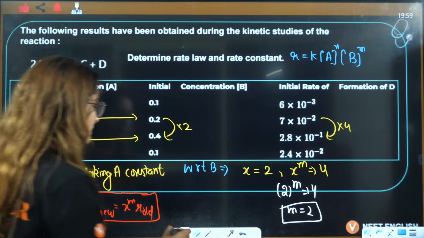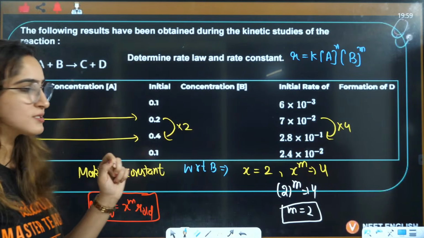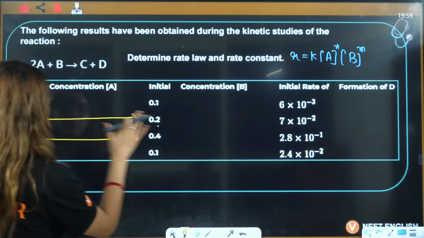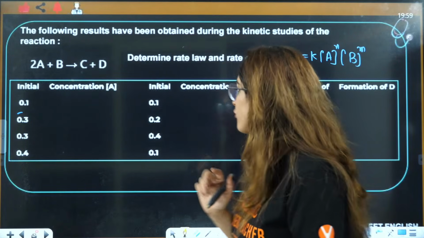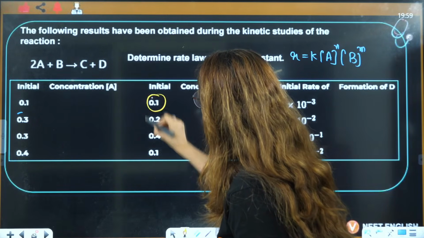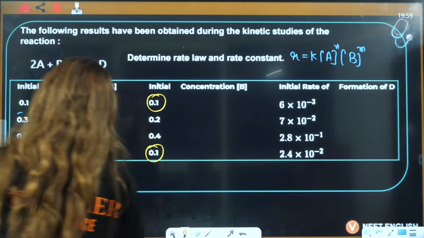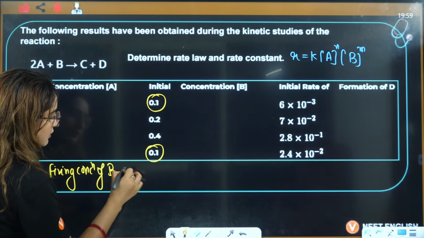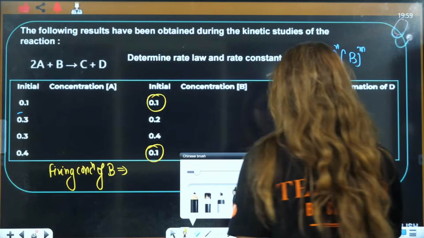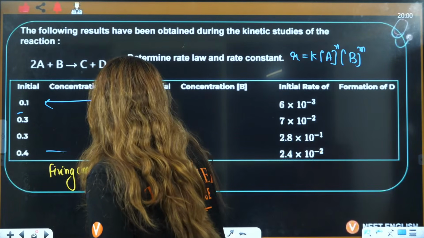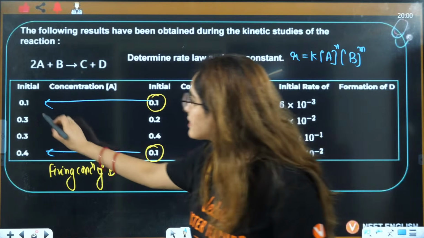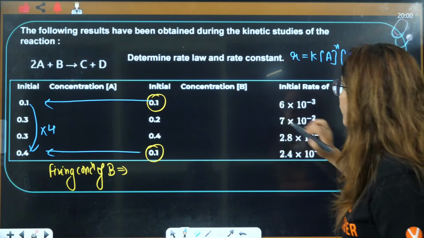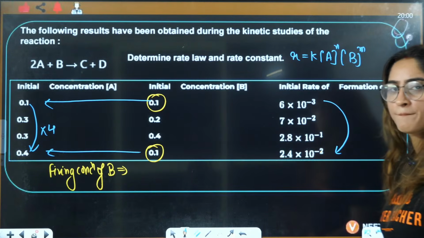Next. Now what I'll do is solve it with respect to A. So for that, I have to fix the concentration of B. If I fix the concentration of B, corresponding to B you have A. Can you see this is multiplied by 4 times? So can I just say this is multiplied by 4, right? And what about this one? How many times?